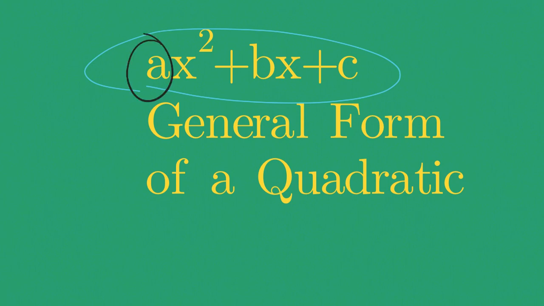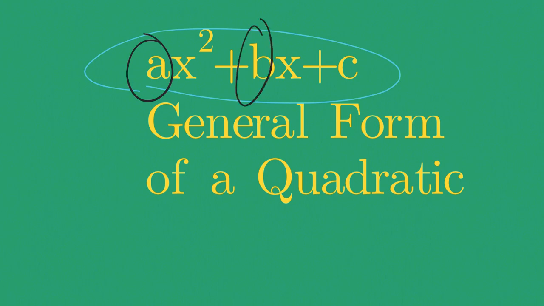You see that a value right there? That a always comes in front of x squared. The a value is always associated with the quadratic term, the squared term. We need to make that association. It's the coefficient, there's that math lingo. Take a look at the next one.